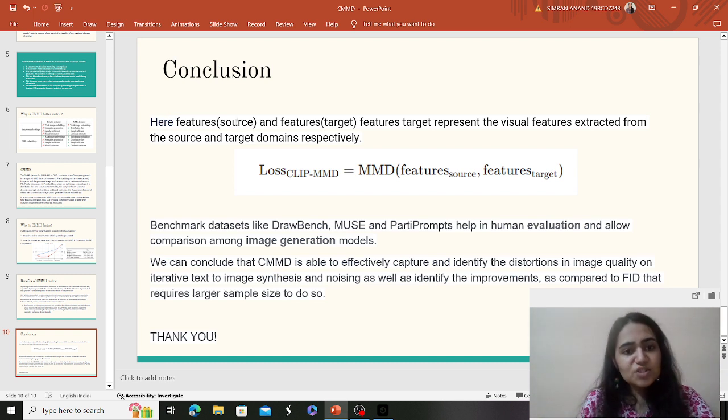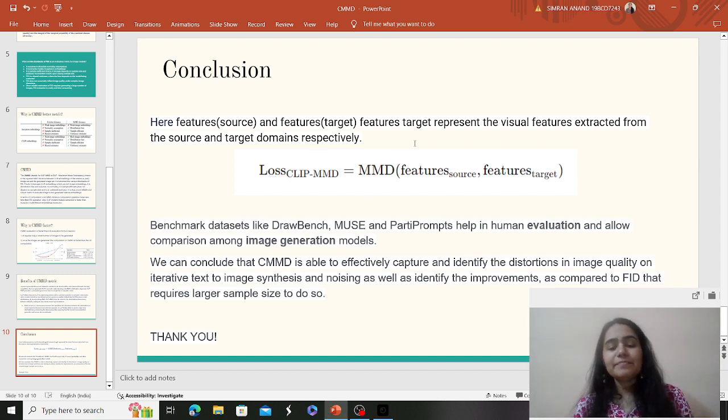So when you have source features and the target image features, target represents the visual feature. If you see this one, feature source is source feature, target is target feature. The loss which is calculated by CLIP MMD over here is nothing but the MMD. Okay, the loss calculated by CMMD is MMD of feature source and feature target. That is what is given by the loss.